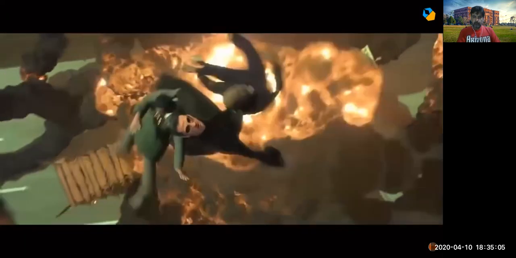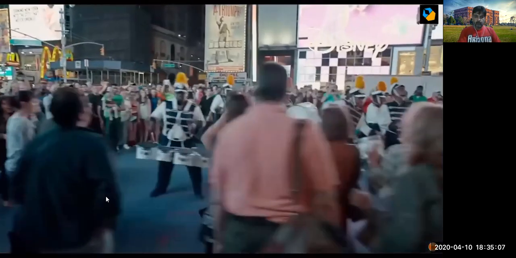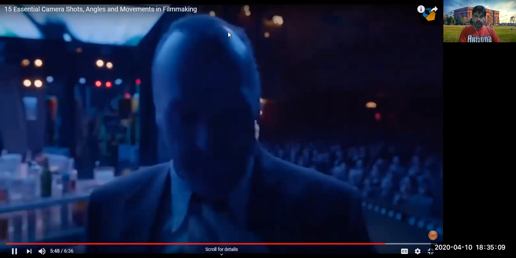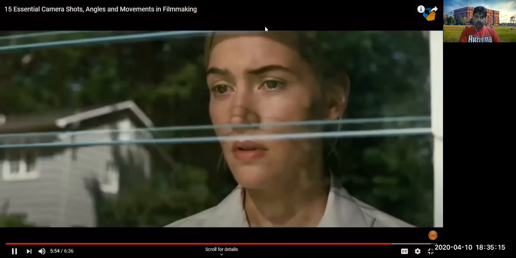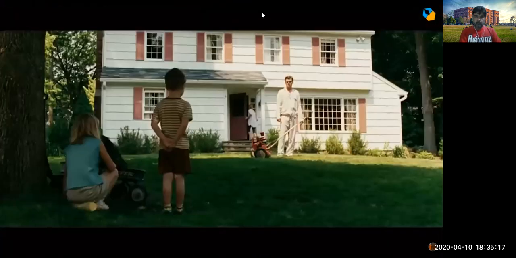Single take shots are the most complicated shots possible. They're a combination of many kinds of shots in one choreographed movement. So the actors have to move, the camera has to move. It's sort of like a dance, and it takes a lot of time and practice to pull off perfectly. So that's it for the basic camera shot sizes and angles.